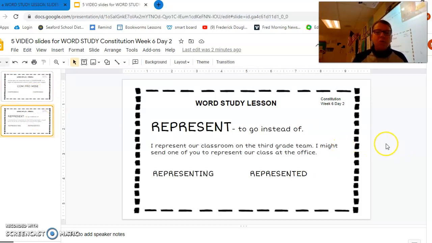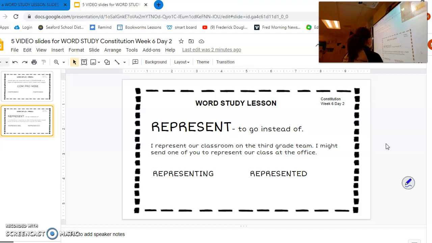Today we have a new word. This word is represent. What word? Represent. Let's see how many syllables we have in the word represent. Represent means to go instead of.